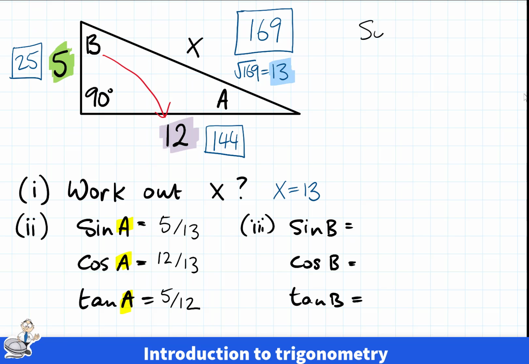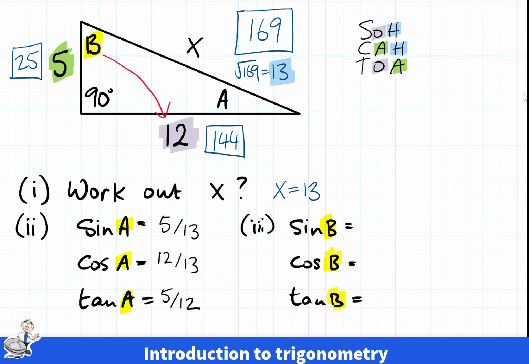So I'm going to write out our SOHCAHTOA rules again. If I'm talking about angle B, which I'm talking about in this question here, now I have to change around what I'm talking about. So compared to B, the opposite this time is 12. The hypotenuse doesn't change. That's still going to be 13. And the adjacent is 5.